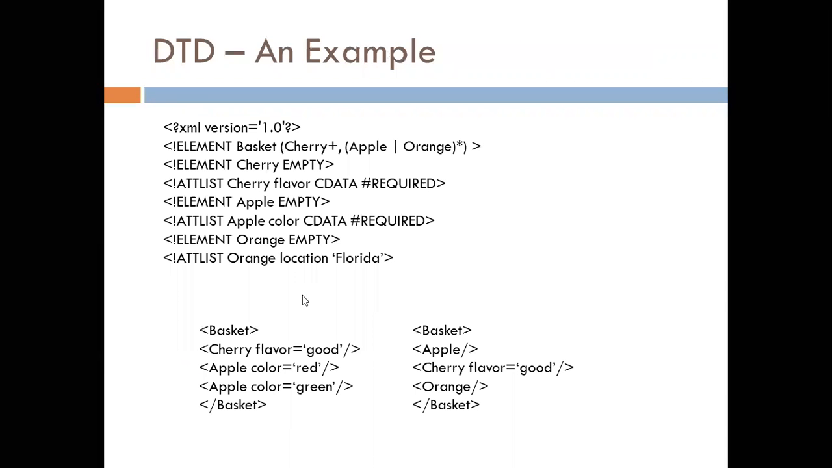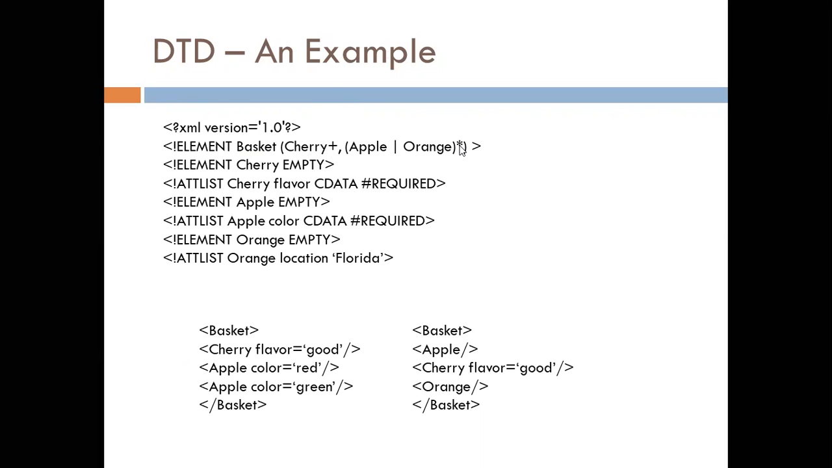So this is an example of a DTD file. DTD will look like this: XML version 1.0, then ELEMENT basket, followed by the type of the attribute, that is cherry, apple or orange, with a star. The plus indicates it should be present at least once.